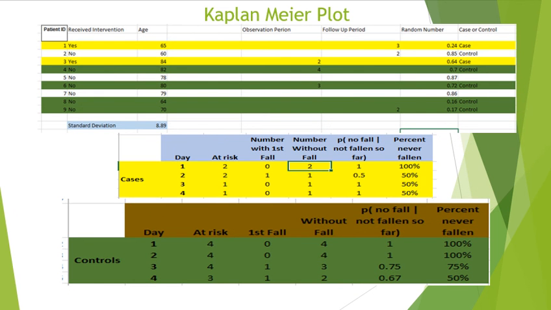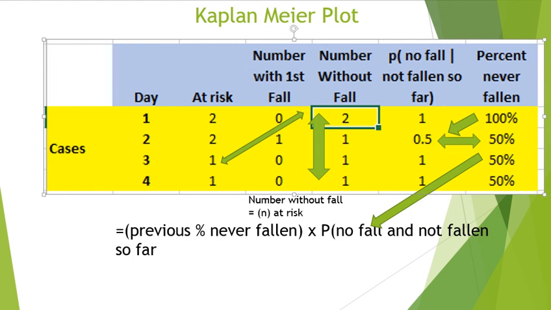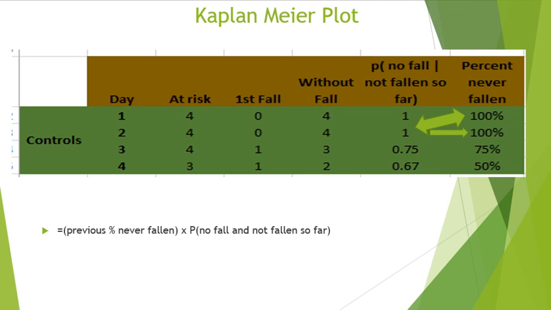Here you will see the entire data set as computed. To find the percent of not fallen for cases, you would compute the previous percentage never fallen times the percentage, or probability, of those who have not fallen so far. That will give you your preceding or your next percent never fallen. For controls, the same will be computed, as you can see pointed by the green arrows.